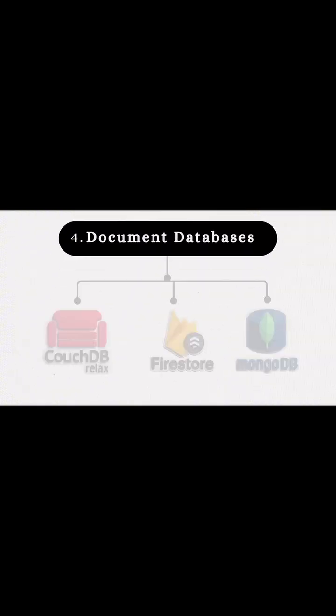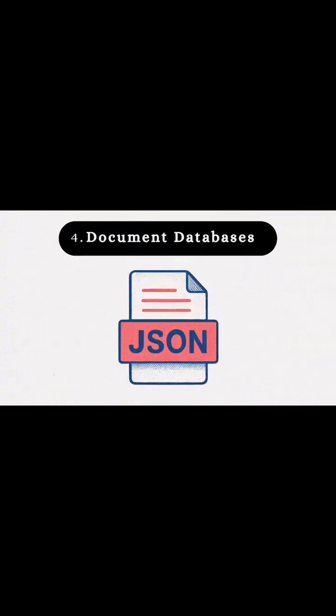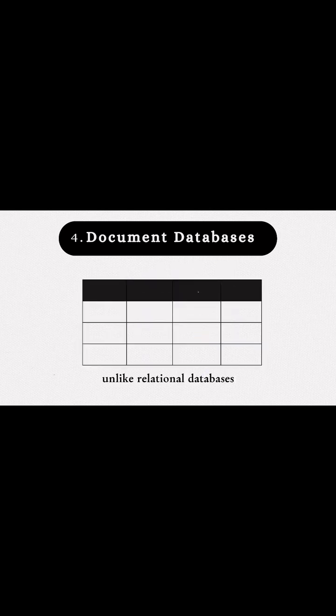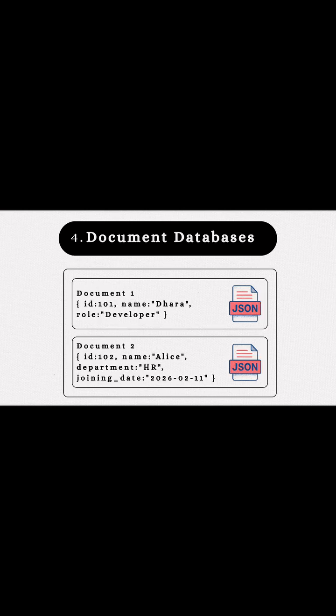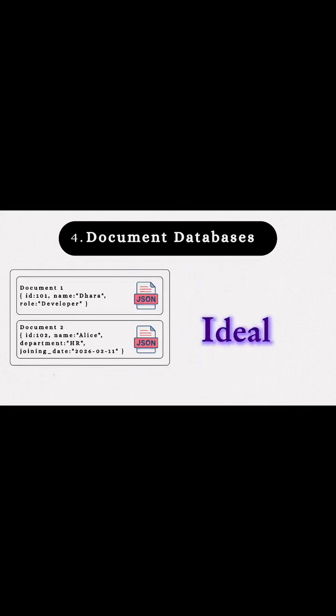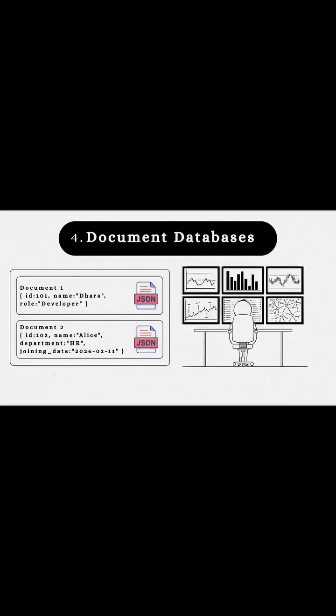Document databases store data as flexible documents, usually in formats like JSON. Unlike relational databases, they do not require a fixed schema, which allows different records to have different structures. This makes them ideal when data models evolve frequently, or when requirements are unclear at the beginning.